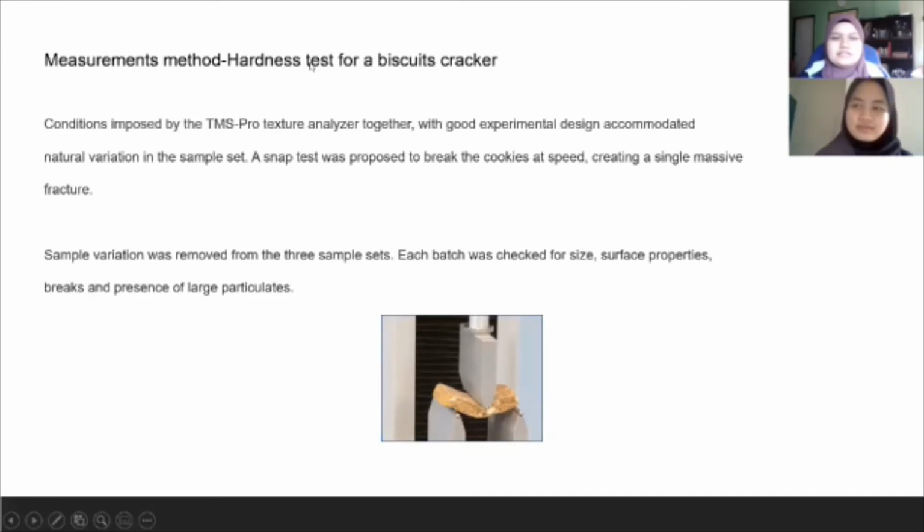Next, measurement method: hardness test for a biscuit cracker. Conditions imposed by the TMS Pro Texture Analyzer, together with good experimental design, accommodated natural variation in the sample set. A snap test was proposed to break the cookies at speed, creating a single massive fracture. Sample variation was removed from the 3 sample set. Each batch was checked for size, surface properties, breaks, and presence of large particulates.